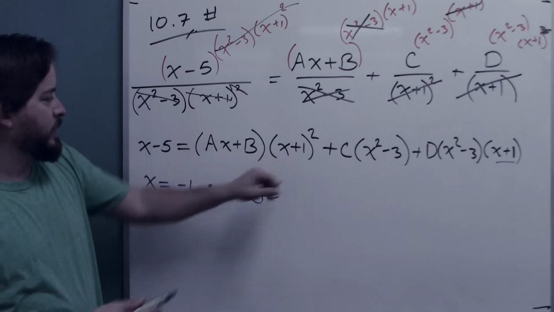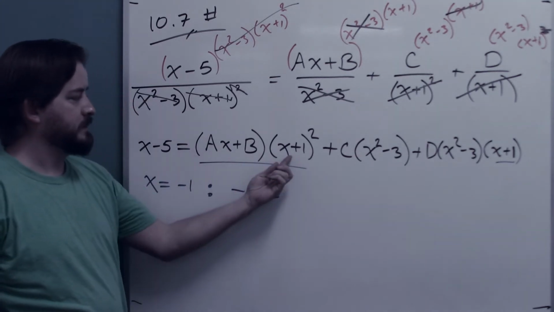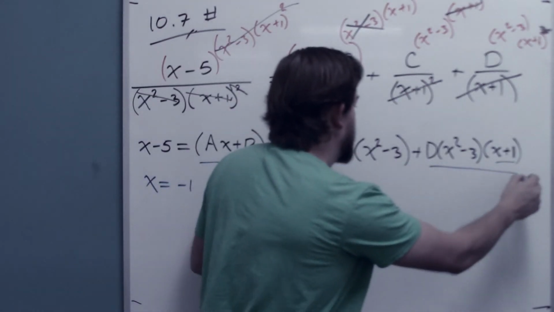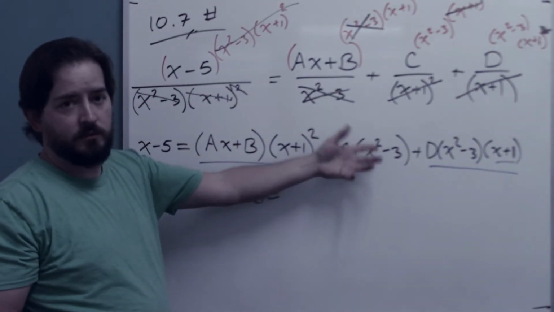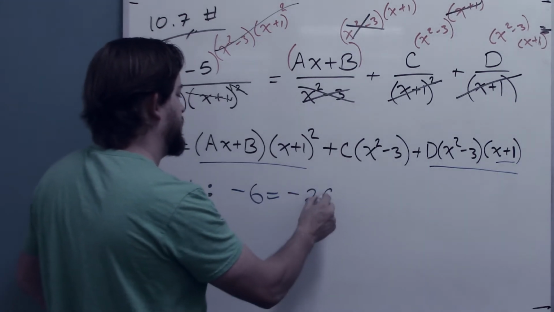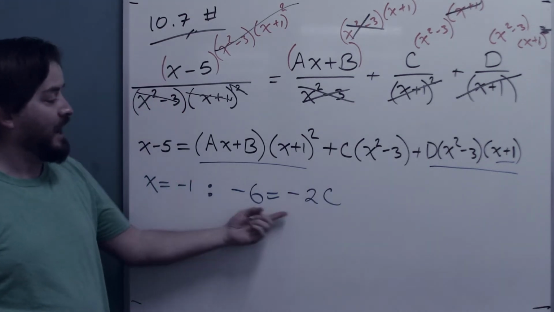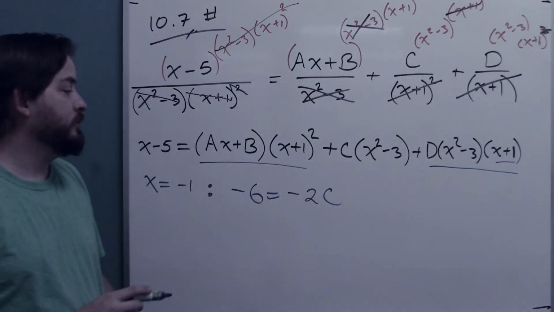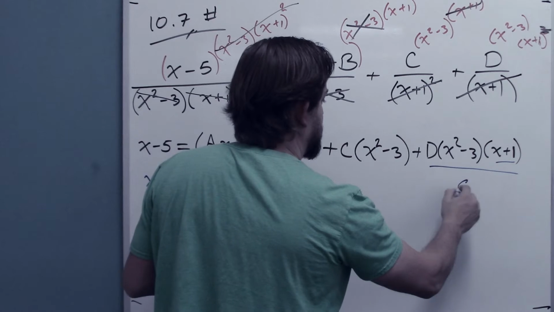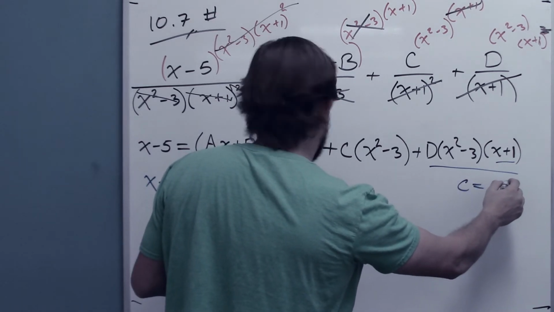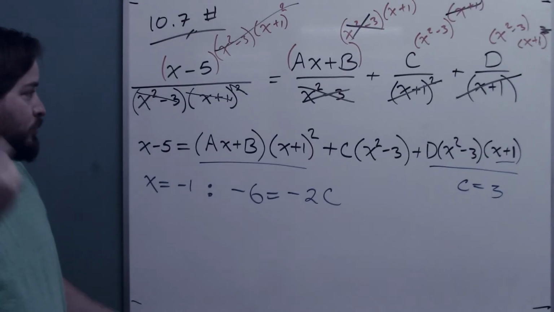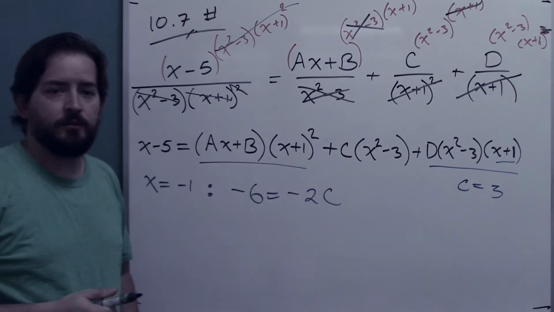If x is negative 1, this term is 0, because negative 1 plus 1 is 0. This term is 0, and I'm left with negative 1 squared, which is 1, minus 3, which is negative 2, and c. So I can solve for c using that value. Divide both sides by negative 2, and I get c is 3. Right? So I have one of my 1, 2, 3, 4 values.